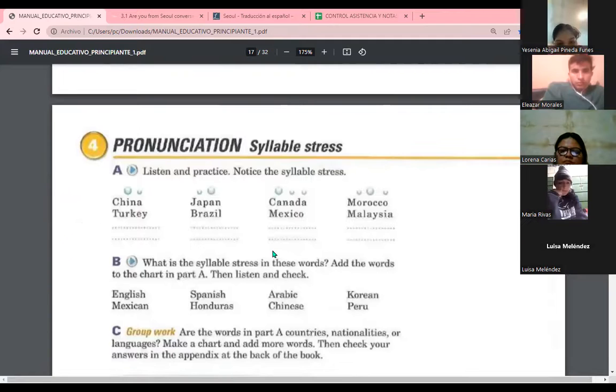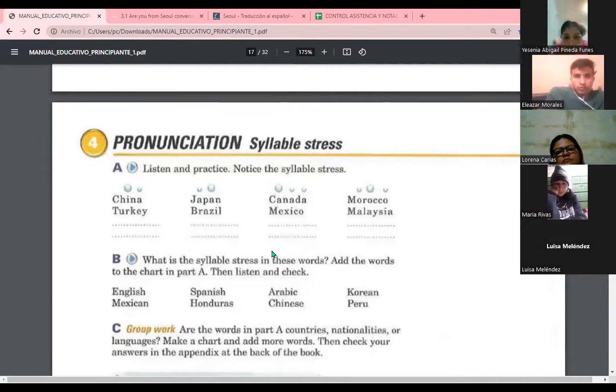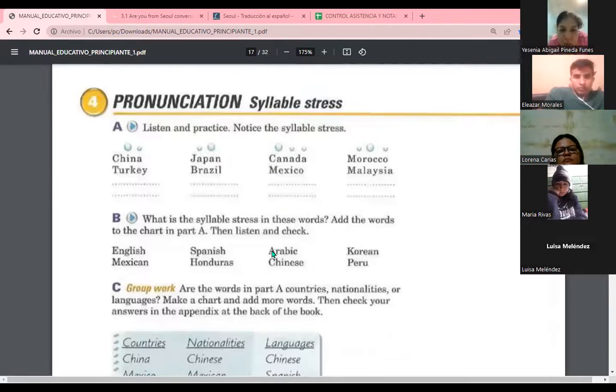Muy bien, ok, luego tenemos syllable stress. Uy, teacher, ¿y qué significa esa syllable stress? Is your brother Mexican? Excellent, Yesenia. Is your brother Mexican? Yes, he is. Uh-huh. Yes, he is. Very good.